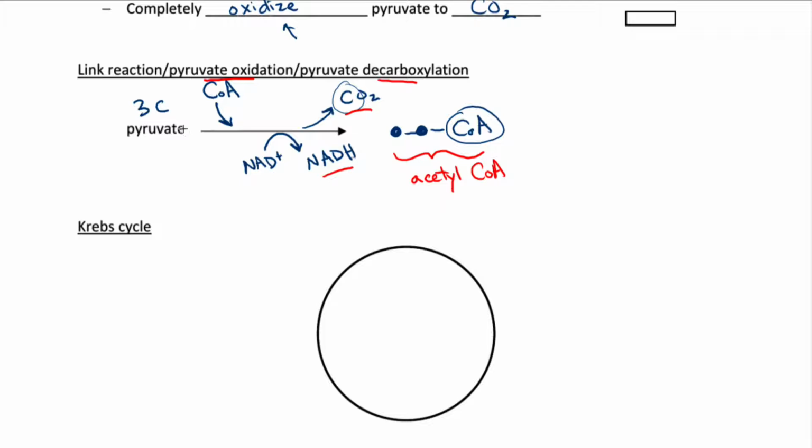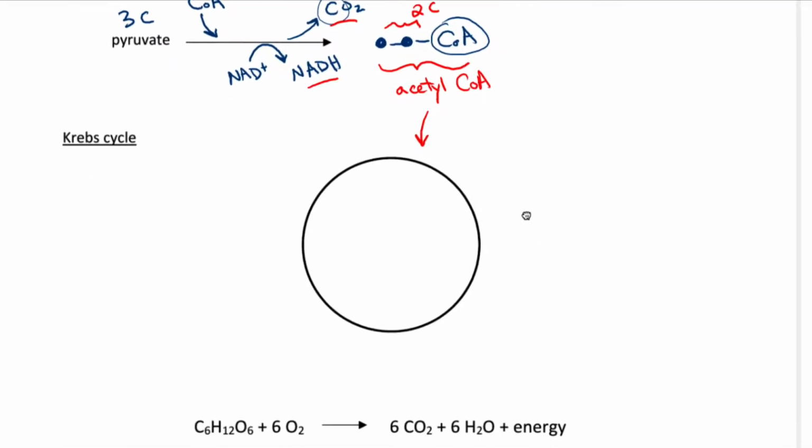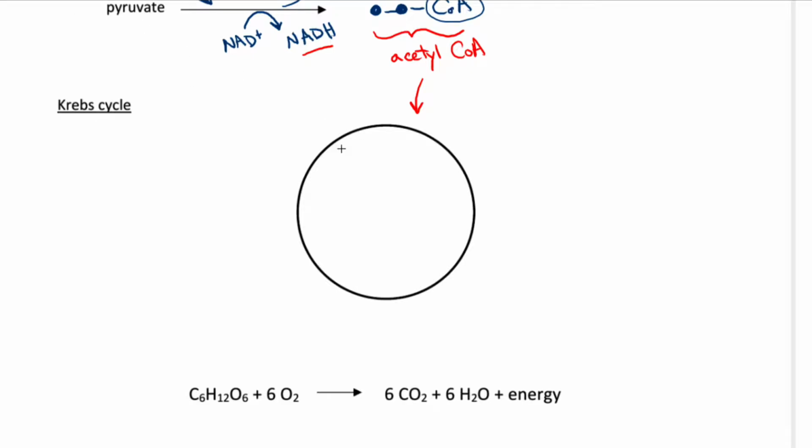So now we've got 2 of the 3 carbons from pyruvate over here, and we've lost 1. Acetyl-CoA acts as a shuttle to bring those 2 carbons into the Krebs cycle proper. And the molecule that accepts them into the cycle is called oxaloacetate.